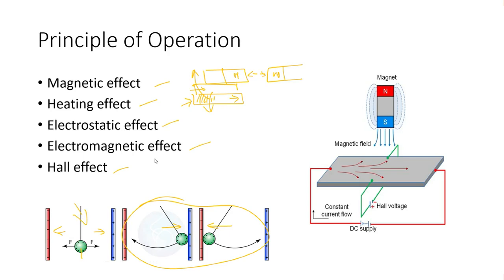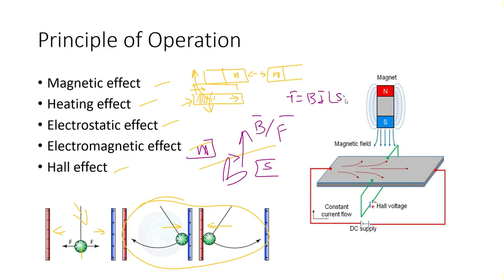Electromagnetic effect is that when we place a current carrying wire inside a magnetic field, it will experience some force based on the Fleming left hand rule directions that are given. So this force is F equal to BIL sine of theta. So this is the electromagnetic effect.